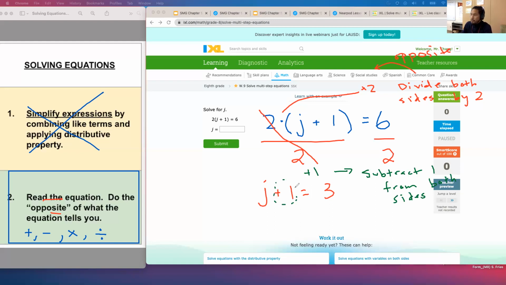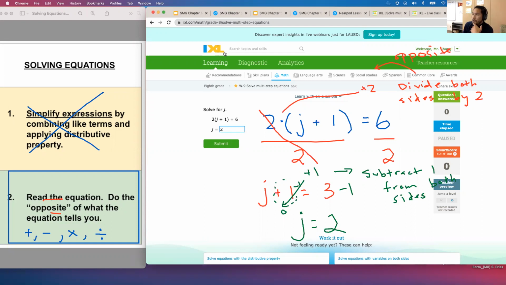So j plus 1 minus 1 equals 3 minus 1. 1 minus 1 just gets you 0. So you're just left with j. And 3 minus 1 is 2. And there's your answer. j equals 2. There's other ways you could solve this problem. You could have distributed the 2 first if you wanted, but I'm just doing it this way. So j equals 2.